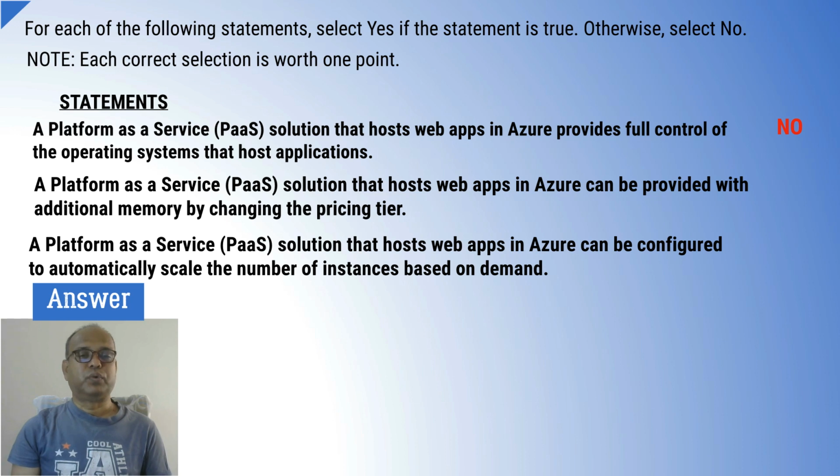In statement 2, it is possible to provide additional memory by changing the pricing tier. Therefore, this statement is true. In statement 3, this solution allows us to configure it to automatically scale the number of instances as per demand. This is known as auto-scaling. Behind the scenes, the web apps are hosted on virtual machines running IaaS. Auto-scaling means adding more load-balanced virtual machines to host the web apps. Therefore, this statement is true.